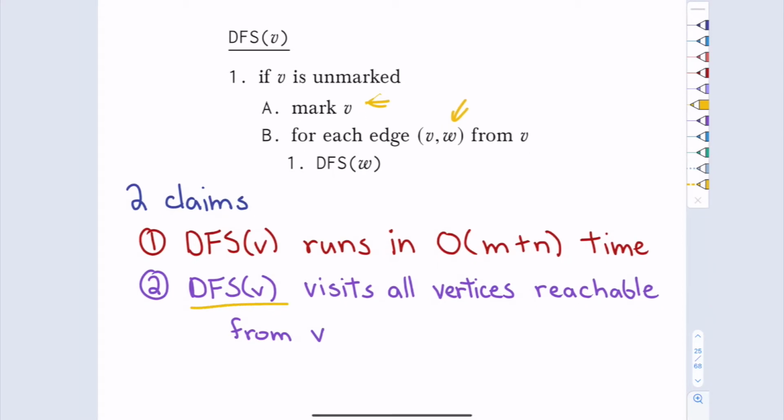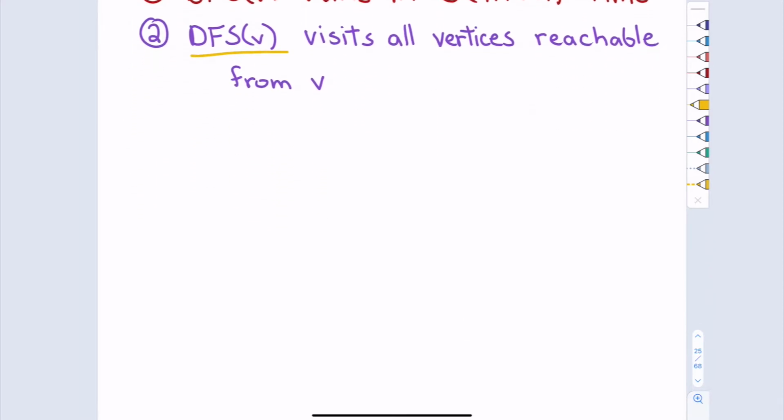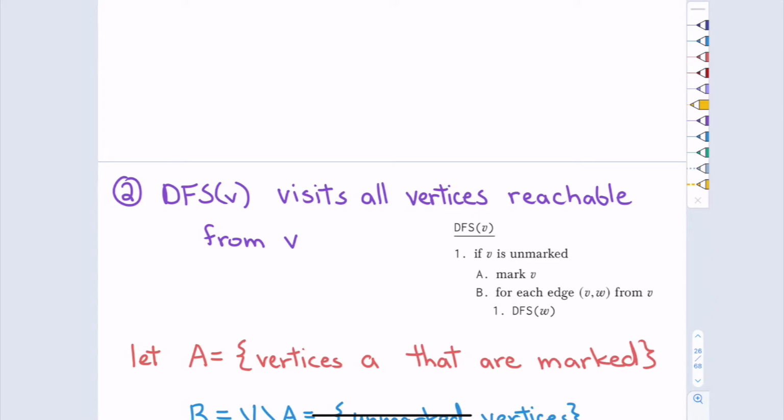More interesting, although maybe not so surprising having gone through an example, is proving that it does visit all the vertices. So let's do that. I want to prove that when I call DFS of V, I will visit and mark and search all the vertices that are reachable from V. If there is a path from V to that vertex, DFS will find it.